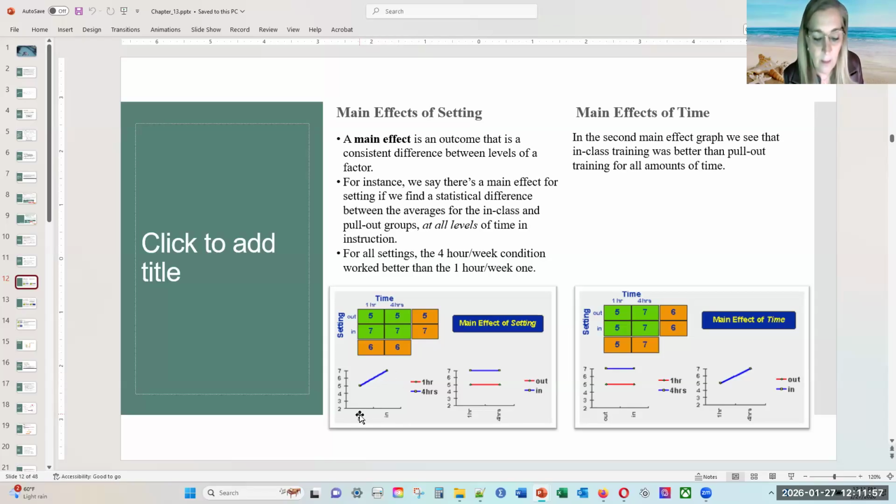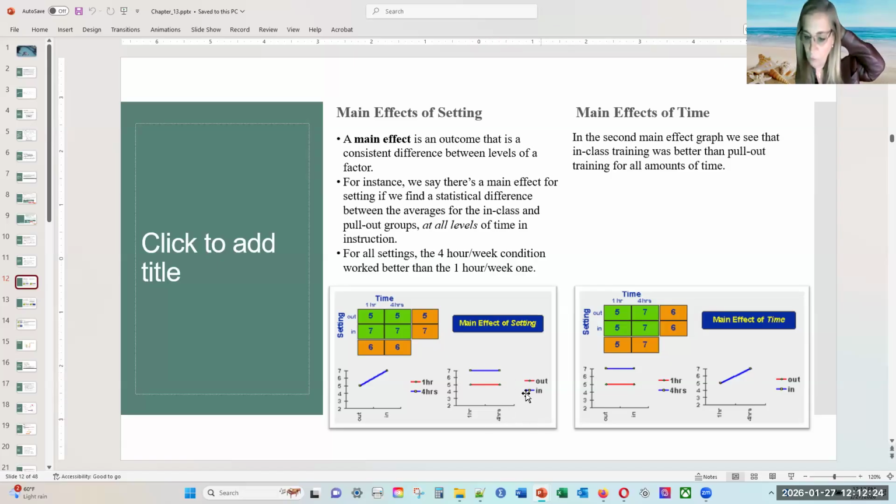However, you can see that it is lower for the out of class. Their scores are lower in the out of class condition compared to the in-class condition. So since the lines are tilted, you can say there is one main effect, right? Remember, another indication that there is a main effect is that the lines are spread out.